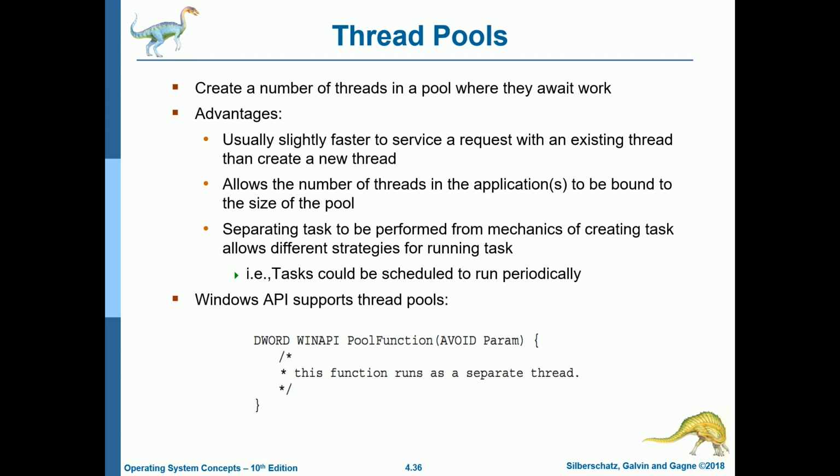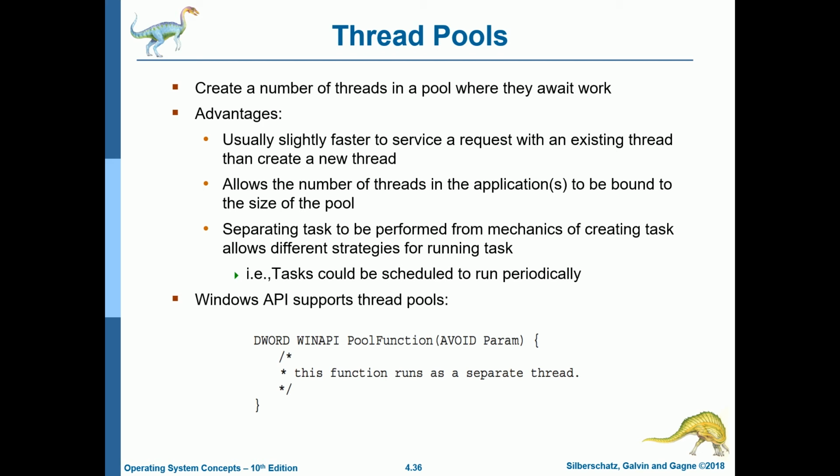Now, one way we can address implicit threading is by using a thread pool. The idea behind this is to create a number of threads at startup and then place them in a pool where they sit and wait for work. Rather than creating a thread, the server submits a request to the thread pool and then resumes waiting for additional requests. Thread pools provide several benefits.